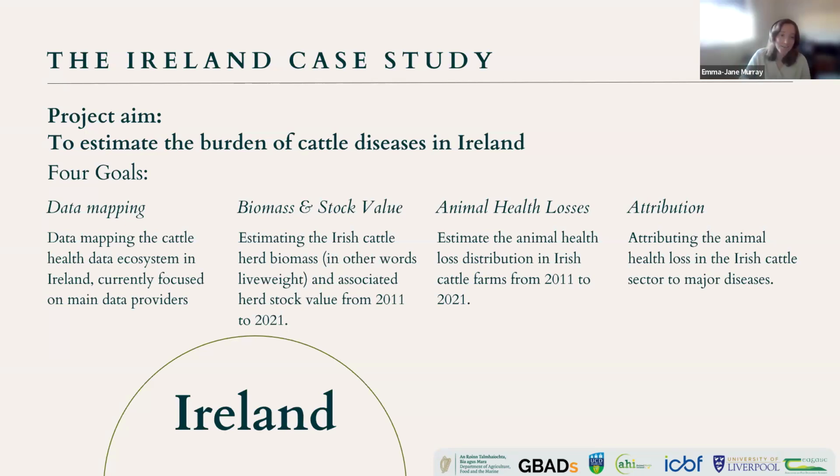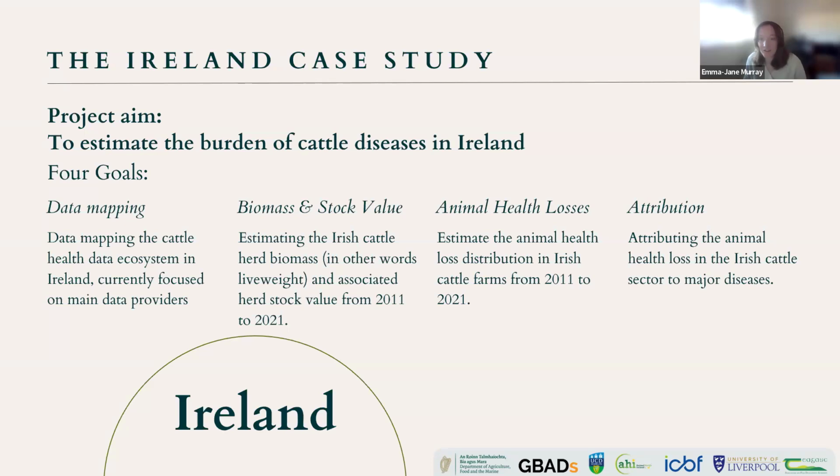Moving on to the livestock biomass and stock value. Biomass is, in other words, live weight, and we are looking at the distribution nationally at sector level and herd level from 2011 to 2021. In case somebody in the audience doesn't know, biomass is a denominator for important production metrics, including productivity, environmental impact, disease management, and antimicrobial usage. Accurate estimates allow better cross-sectoral and international comparisons and can inform policy decision-making.